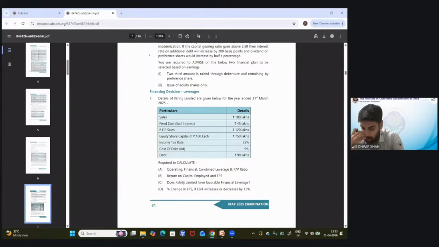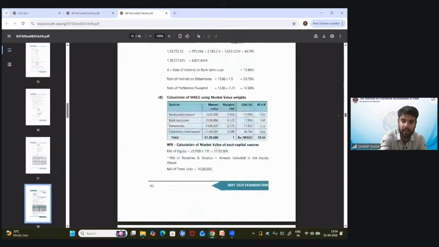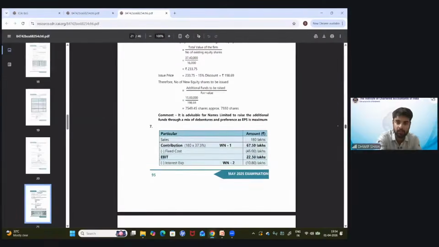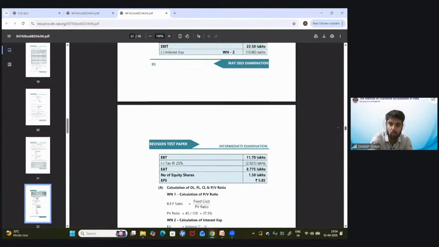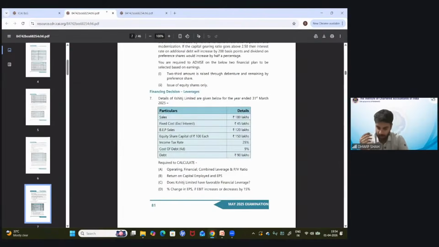Details of Kshitij Limited for the year ended 31st March 2025 are given below. They have given some details of the income statement: sales, BEP sales, fixed cost, equity share capital, and cost of debt. You are asked to calculate operating leverage, financial leverage, and combined leverage in point number 1. So this is question number 7. Calculate operating leverage, financial leverage, combined leverage, and PV ratio.